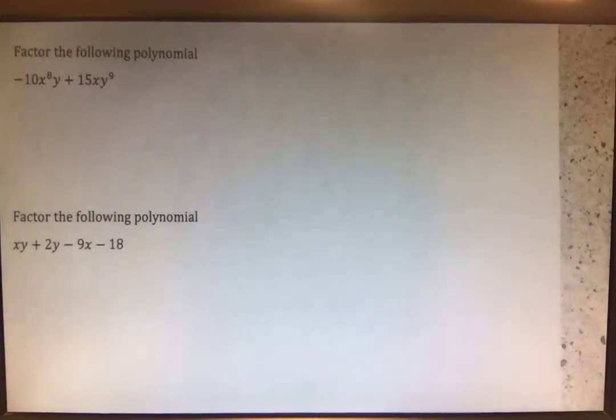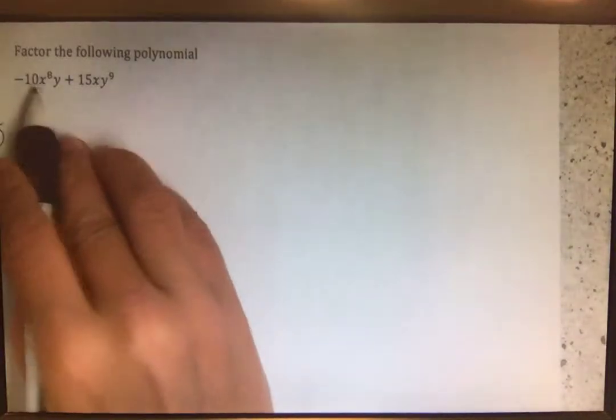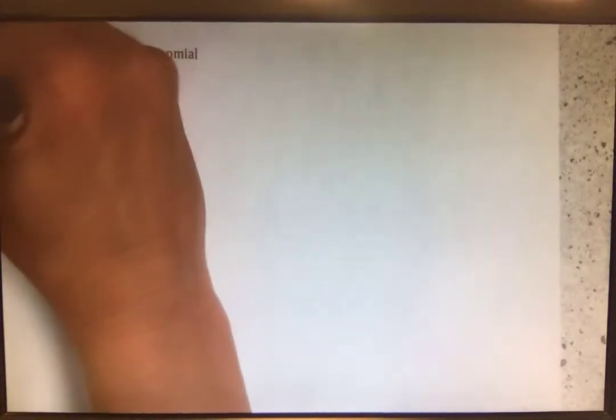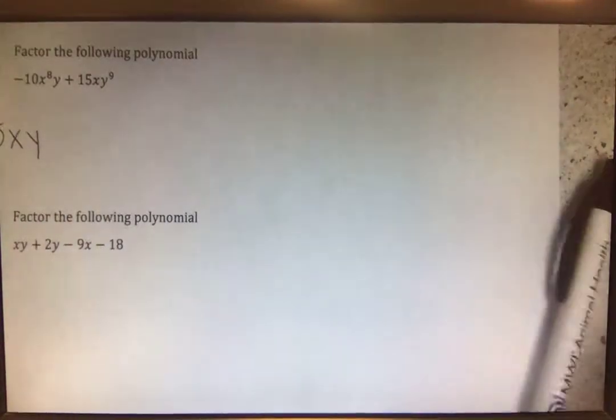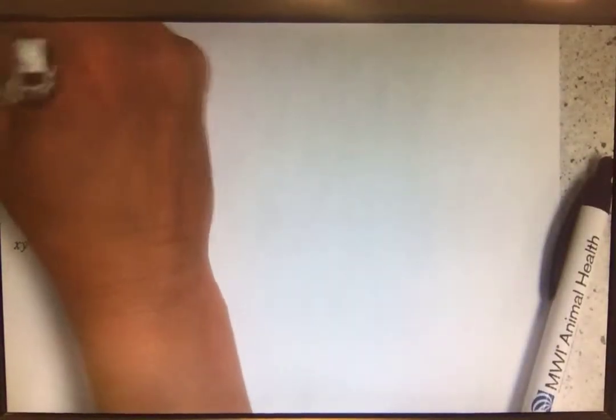We have negative 10x to the 8th y plus 15x y to the 9th. So looking at this, I know they both have a 5 in common. I have 8x's here, 1x here, so they have at least 1x in common. 1y here, 9y's here, so they have at least 1y in common. So that's going to be our GCF.